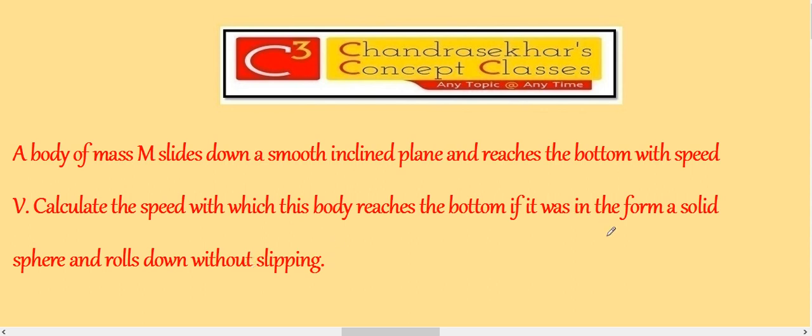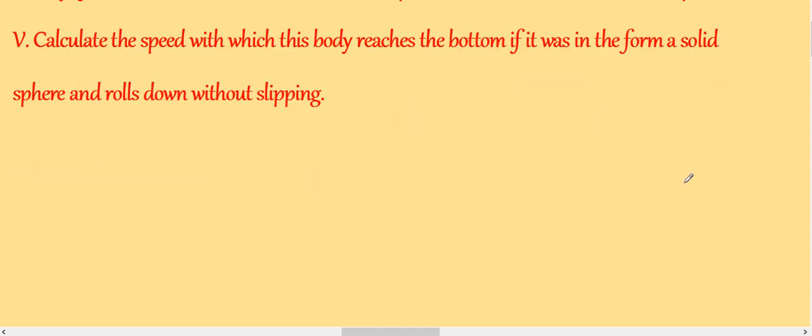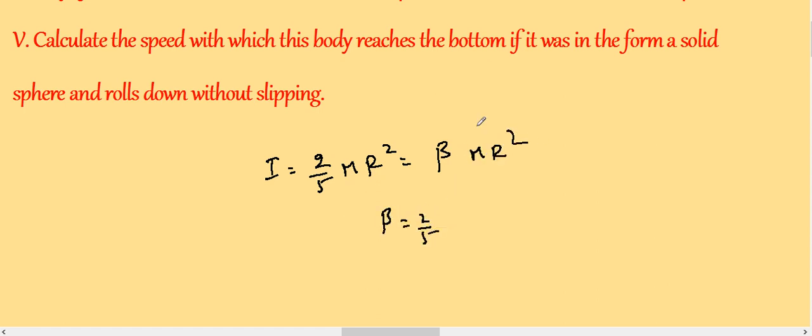Second case, the body is given as a solid sphere. So we know that the sphere moment of inertia I is given by 2/5 mr². So if I compare with our standard equation beta into mr², the shape constant beta is equal to 2/5. Now let us take this sliding case.